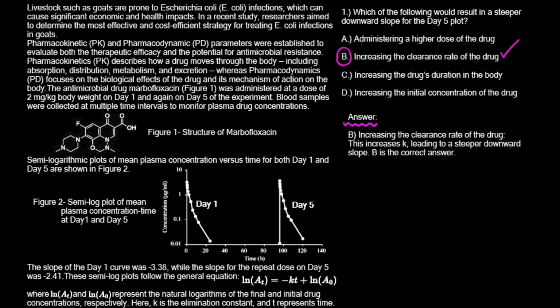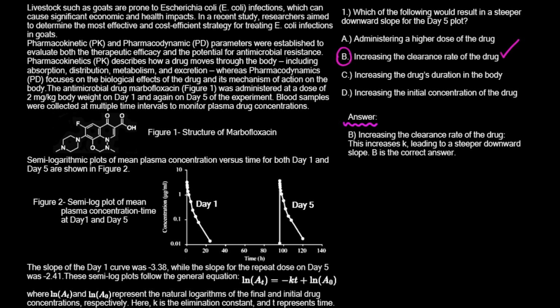Now, answer choice B says increasing the clearance rate of the drug. This one is correct. The clearance rate and the elimination constant are directly related. Increasing the clearance rate increases k, which means the drug leaves the body faster and the slope becomes steeper. So this option B sounds correct. Option C says increasing the drug's duration in the body. This is the opposite of what we're looking for. A longer duration means the drug stays in the system longer, which means the value of k is smaller and the slope becomes flatter. It doesn't become steeper.